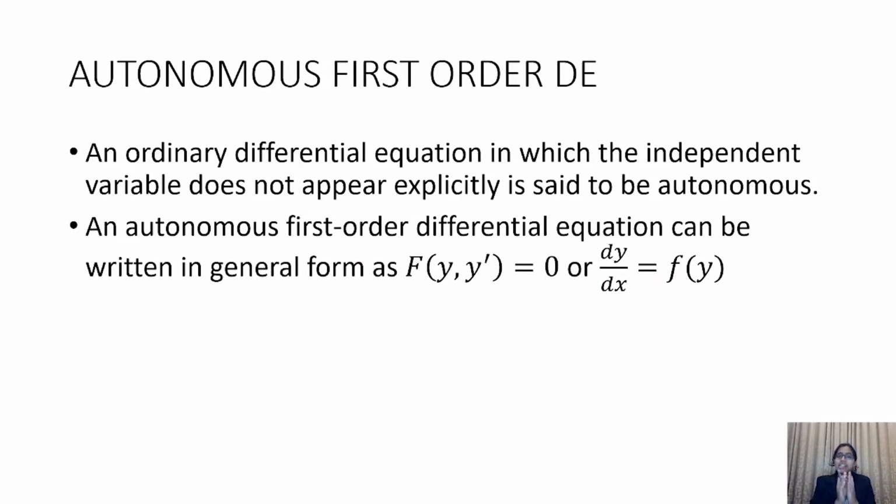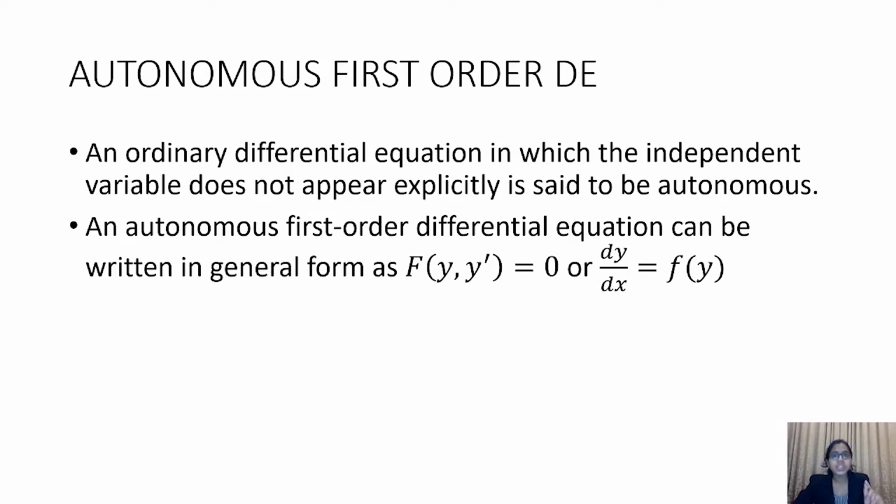That is, if we are considering x to be the independent variable and y to be the one which is dependent on x, then that differential equation will not contain a term of x explicitly. For example, dy by dx is equal to y square plus y is an autonomous first order differential equation. But dy by dx is equal to xy plus 2 is not autonomous, because x is appearing explicitly, so we don't call that type of differential equation autonomous.